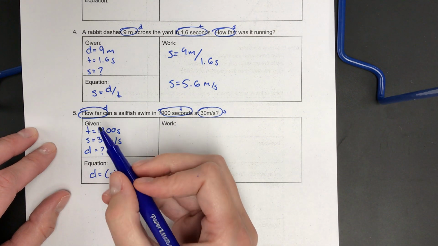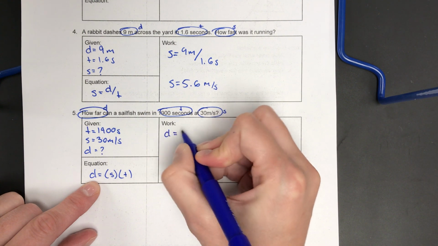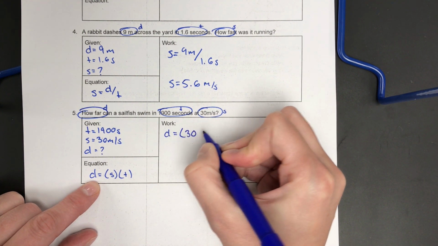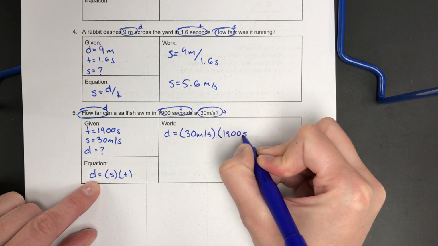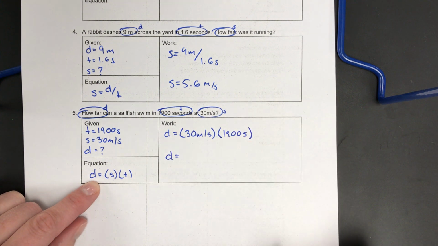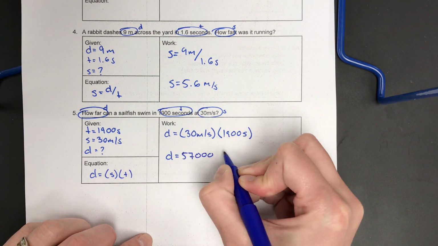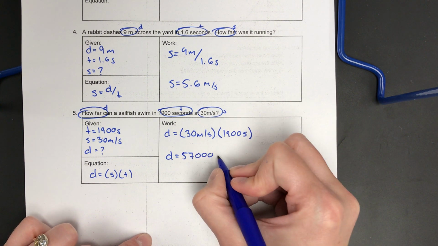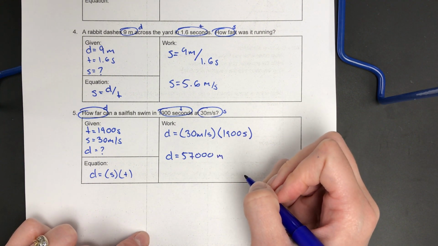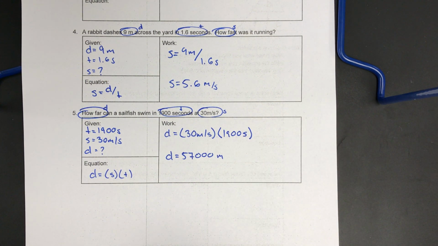Now I have my givens listed. I have the equation. Now I can plug those givens into the equation. So distance equals speed, 30 meters per second, times time, 1900 seconds. Then you can do your math on the numbers, which I get 57,000. Our units are going to be, seconds cancels out, so our units are going to be in meters, which makes sense because we're solving for distance. Now my answer is 57,000 meters, which is great. That's right. I can leave it at that.